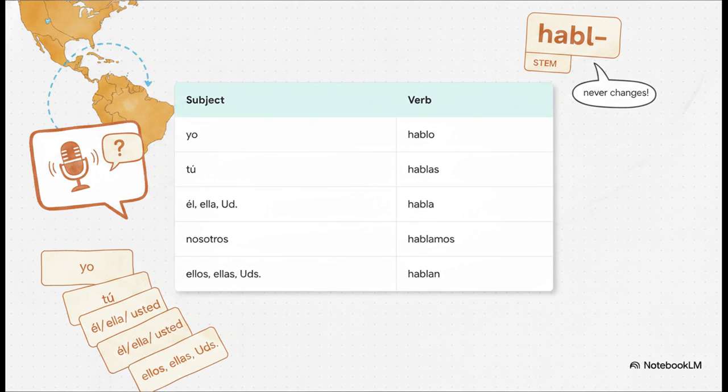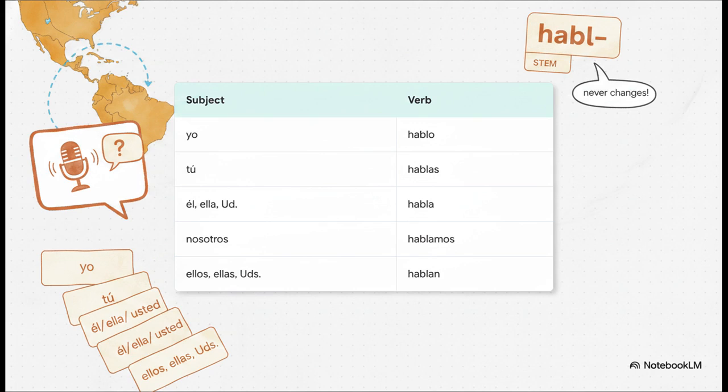Tú hablas. You speak. Él, ella, usted habla. Try that. Él, ella, usted habla. He, she, or you formal speak. Nosotros hablamos. Together. Nosotros hablamos. We speak. Ellos, ellas, ustedes hablan. Last one. Ellos, ellas, ustedes hablan. They or you all speak.